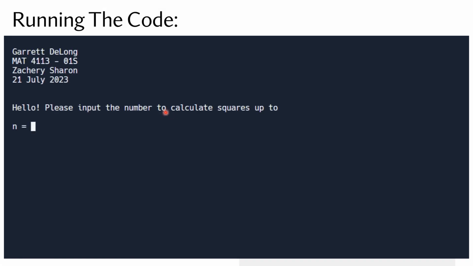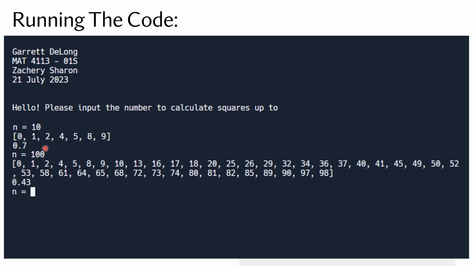It clears the set. That way it has a fresh start. Now actually running the code. We prompt our user. Let's say 10 to start out. It spits out that set, and then it spits out the percentage. Let's try 100. As we can see, it is ordered numerically, and then it also gives out a percentage.